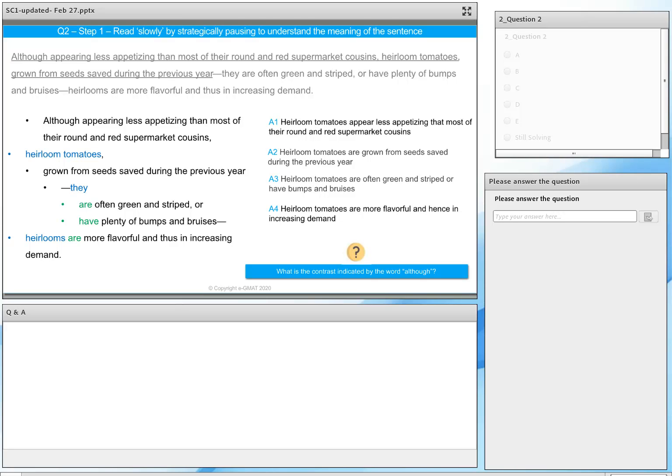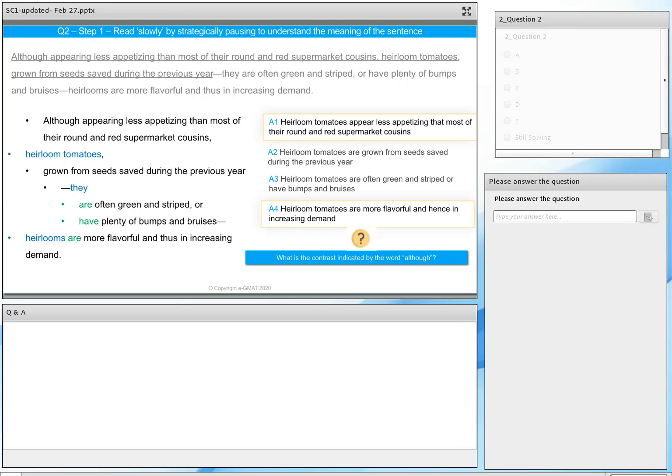Okay, so I'm seeing some good answers across the board. For those of you that gave me aspects 1 and 4, you are indeed correct here. We are getting that contrast between heirloom tomatoes appear less appetizing than most of their round and red supermarket cousins, but they're more flavorful, and hence they're increasing in demand. So that is our contrast here.